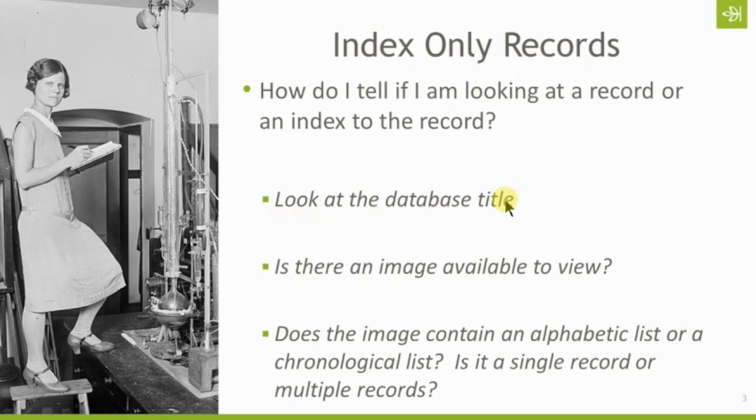So look at the database title. Is there an image available to view? And then if there is an image available to view, that doesn't always mean that what you're looking at is an original record. Sometimes, and I'll show you an example here, the image is just an alphabetical list. It's an index that was created usually by the organization and then given to us in paper or microfilm format, and we indexed the index, okay?